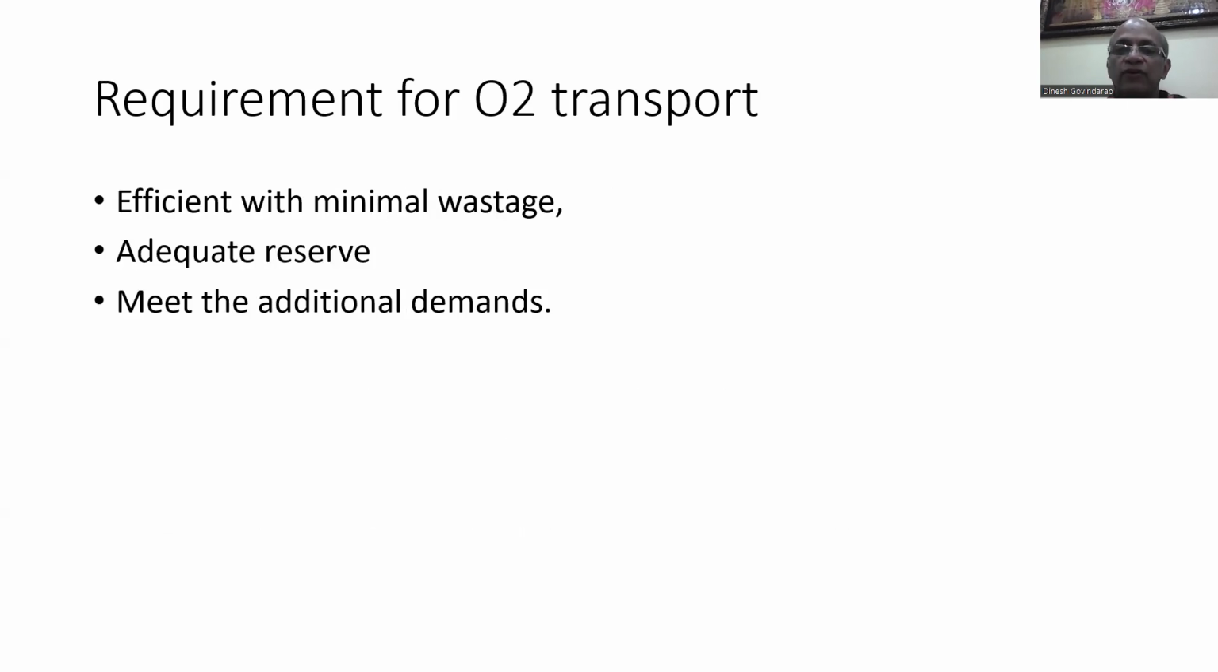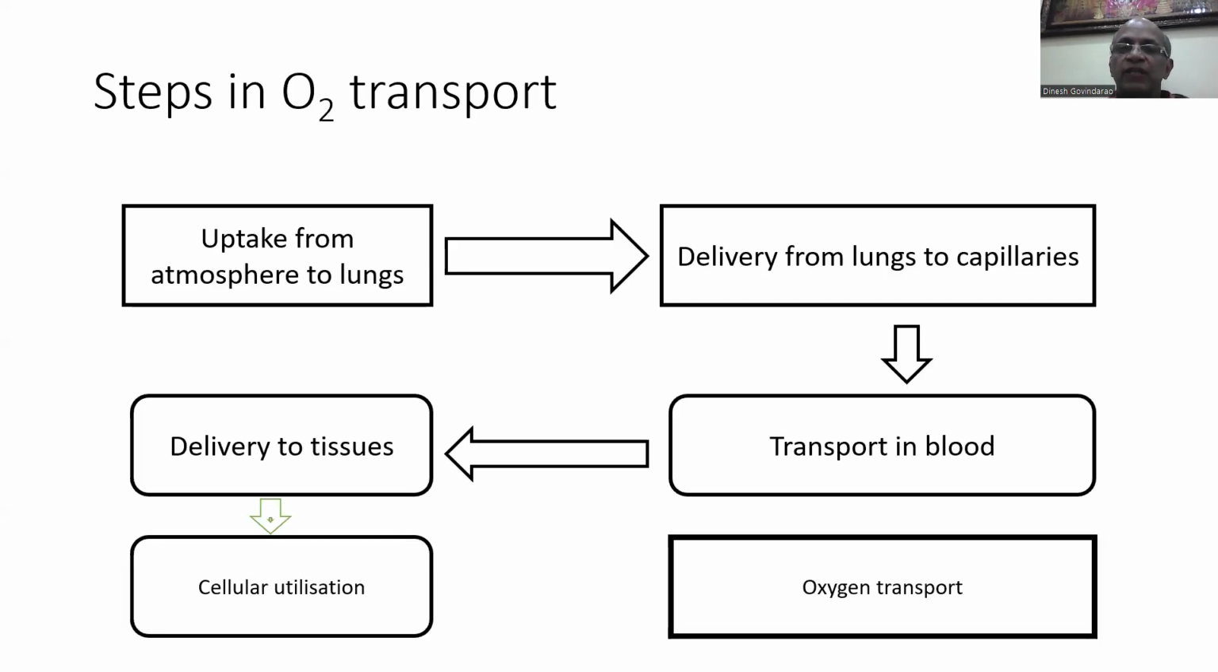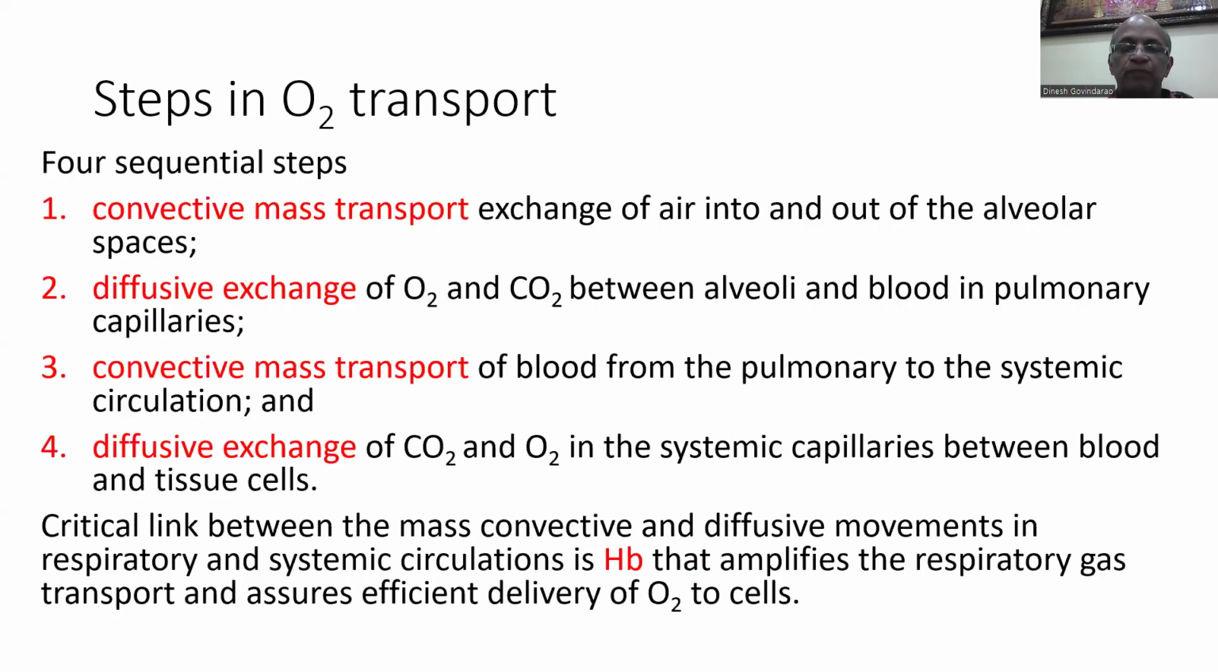The requirement for oxygen transport is it should be efficient with minimal wastage, should have adequate reserves, and should be able to meet the additional demands. The steps in the oxygen transport are: from the atmosphere, oxygen is taken up to the lungs, and from there it is delivered to the capillaries and transported in the blood, and finally delivered to the tissues where it goes to the mitochondria for aerobic respiration.